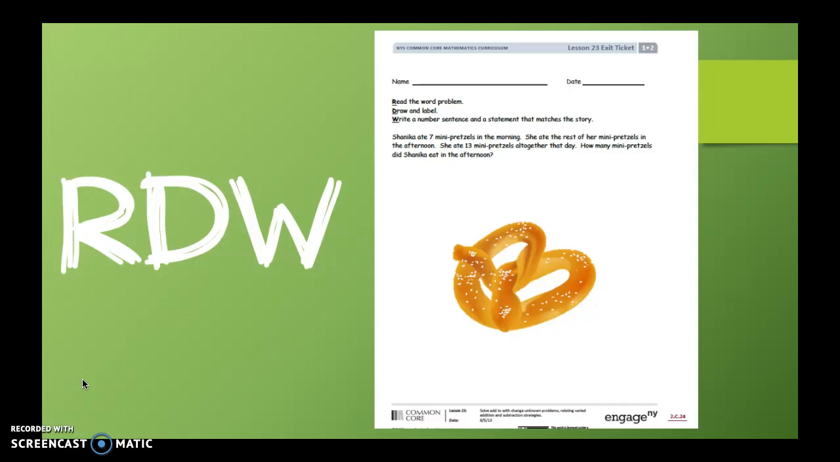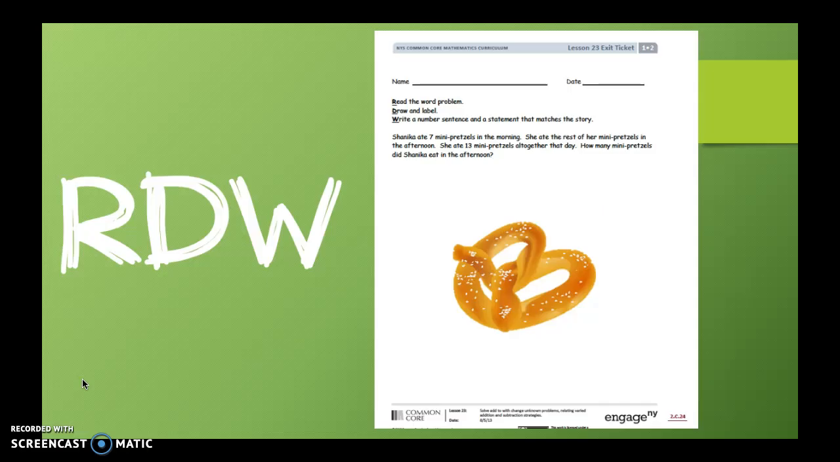All right, I'm going to read the problem to you now. I'll read it twice, and then I want you to get to work. Shanika ate 7 mini pretzels in the morning. That's why that delicious pretzel's there. She ate the rest of her mini pretzels in the afternoon. She ate 13 mini pretzels altogether that day. How many mini pretzels did Shanika eat in the afternoon? All right, I want you to be thinking about that number bond and where all this information fills in. Is it a part? Is it the whole amount?